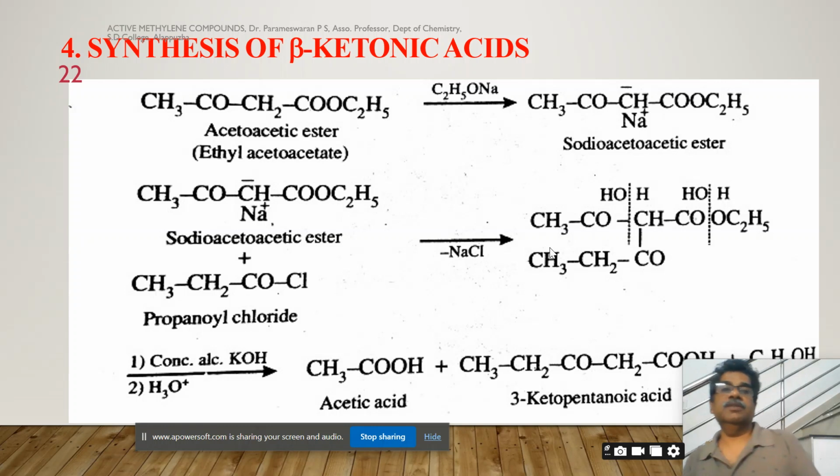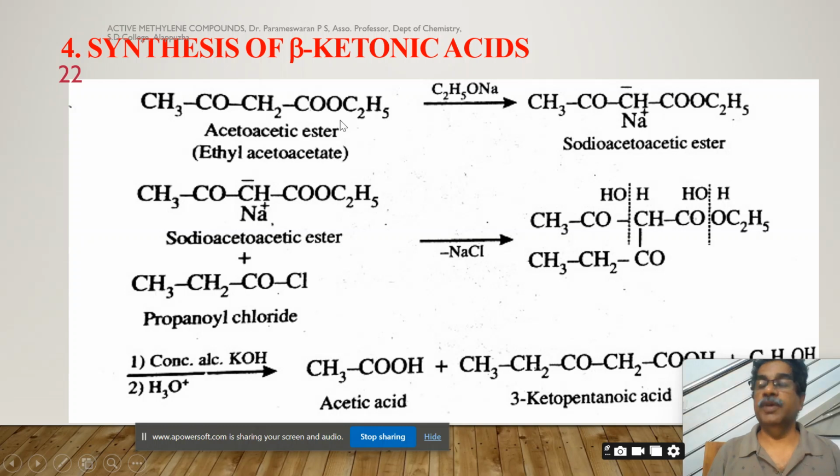The next one is beta ketonic acid. And here it's very easy. Acetoacetic ester is treated with sodium methoxide to form sodium acetoacetic ester, which is then treated with propanoyl chloride or RCOCl. It can be CH3COCl or CH3CH2COCl. That depends on how many carbon atoms you need.